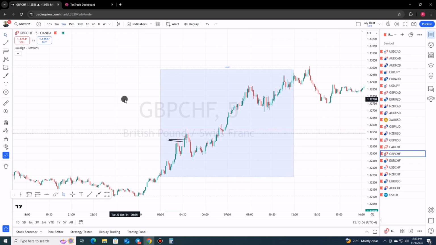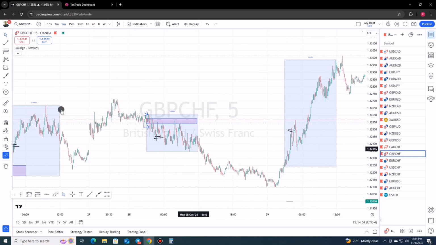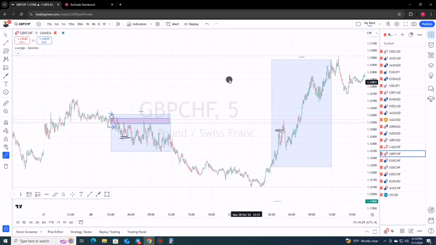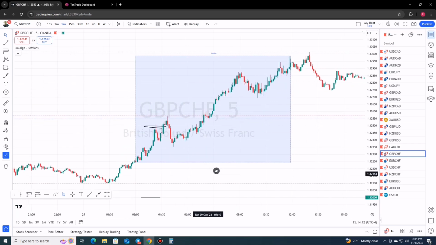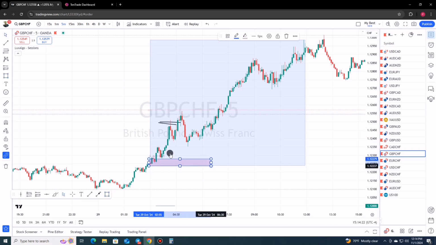GBPCHF, I want to show you this secret. During the London session, this box that you see is the London session, because this pair will always have that clean move during the London session, as you can see. Now, if for the past 40 days or so, you were to mark just the first candle of the London session like that, and if price closes above that, you place a buy. If it closes below that, you place a sell.